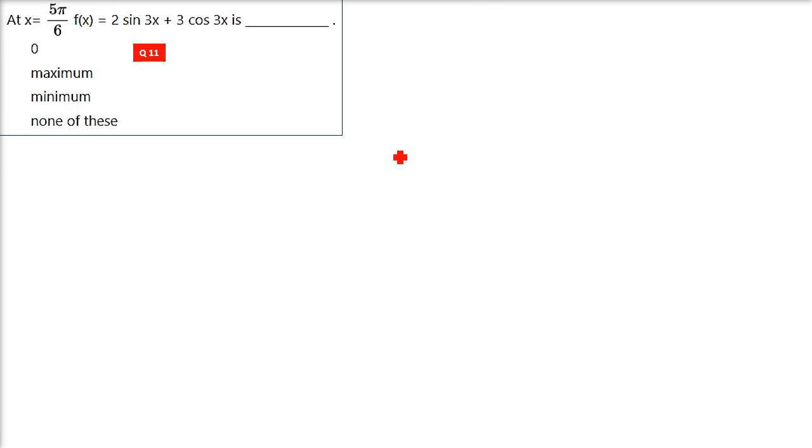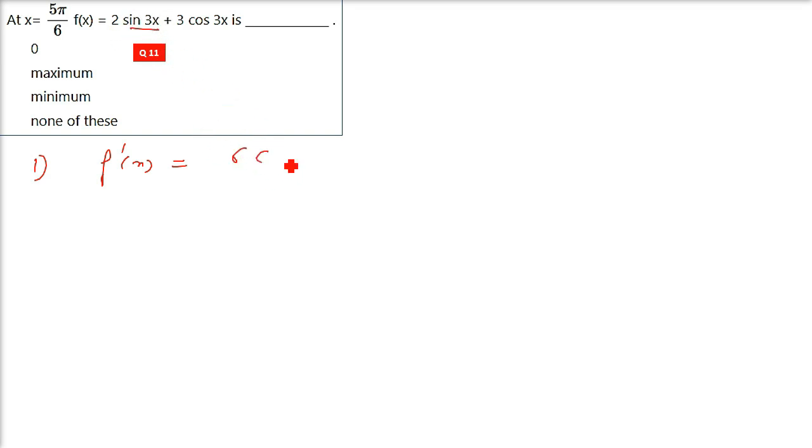Now this is a trigonometric question, but it has some twist which is to be explained, and that explanation you can propagate to various other questions of this sort. Now at x equals 5 pi by 6, f(x) equals this. So we need to find the value of the function at x equals 5 pi by 6. So what do you get? Let us differentiate this. If we don't know anything, in minima and maxima we always differentiate it.